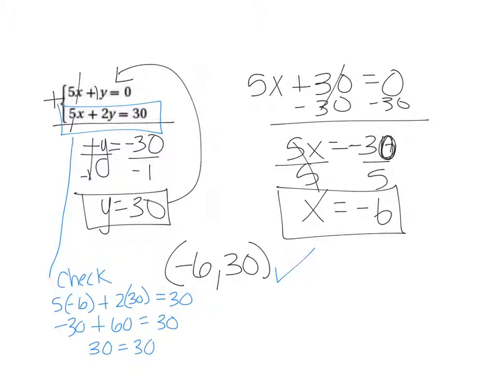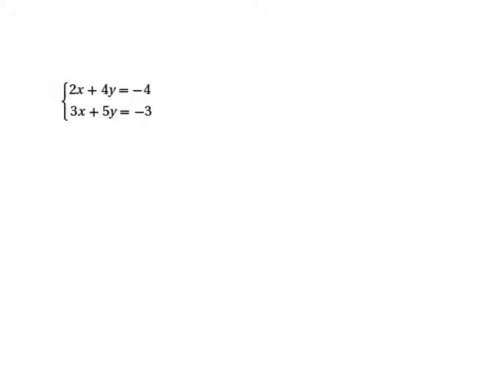I could also graph it and see that it's going to meet at negative 6, 30. I would need a pretty big graph, or to number things a little bit differently on that one, though.